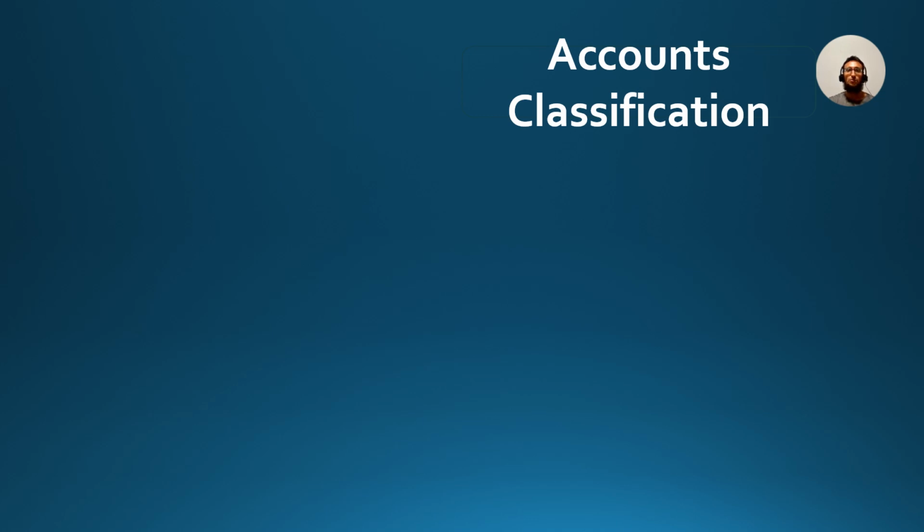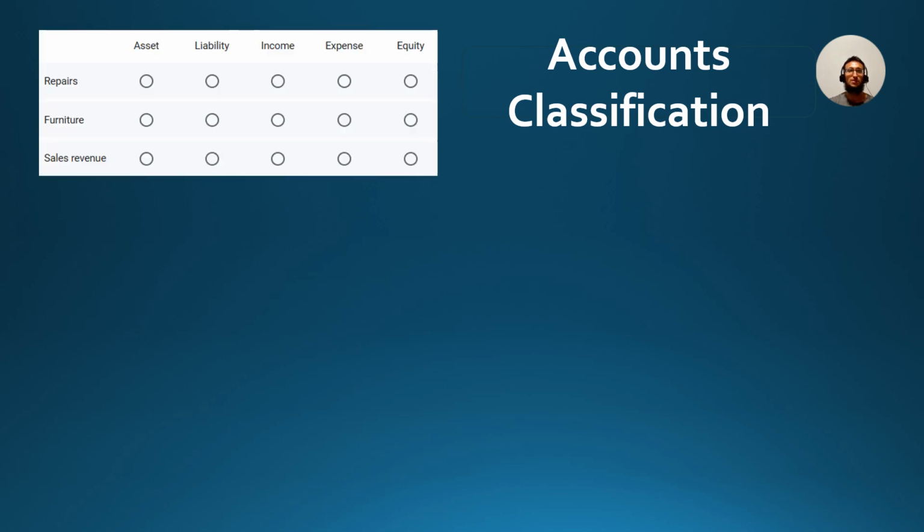Today we will be doing some accounts classification into the respective accounting elements. So let's begin. First up we have repairs. Repairs is a form of cost to a business, and the business can be repairing anything from their equipment or their vehicles. And since this is a cost to the business, we would consider it as an expense.